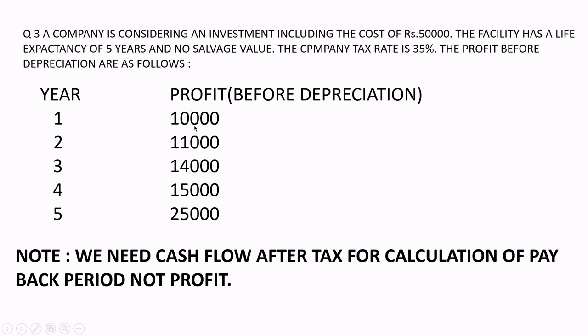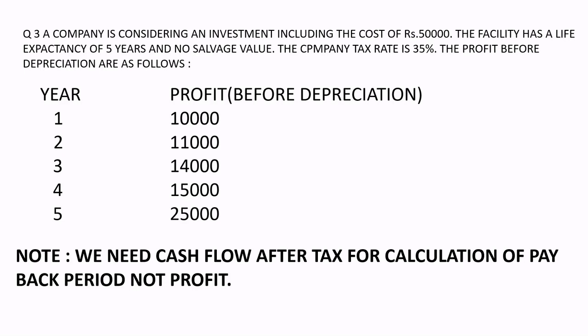These are the yearly inflows: in the first year 10,000, in the second 11,000, in the third 14,000, in the fourth year 15,000, and in the fifth year 25,000 rupees. One by one we are receiving these profit amounts. Careful, these are profits, not cash inflows. Actually, we need cash flow after tax for calculating the payback period, not only profit. So we cannot directly calculate the payback period from these profits.